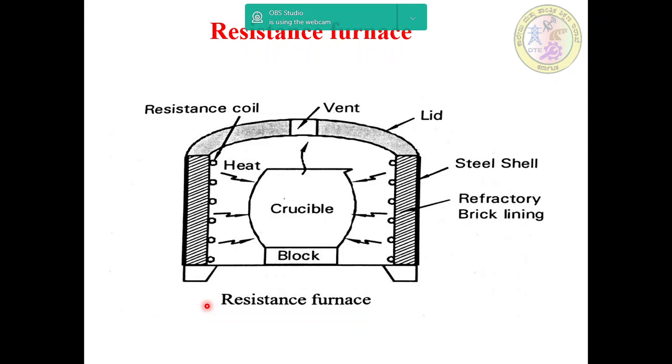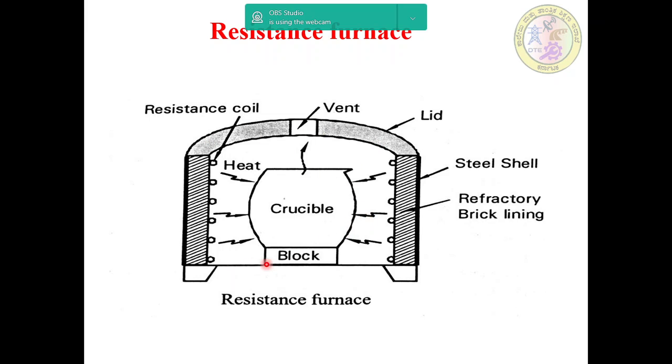and the figure shows the indirect type of resistance furnace. It consists of current carrying coils inside the refractory bricks on both sides, and then the crucible with ingot charged is kept in the furnace on the pedestal, and the lid is closed.